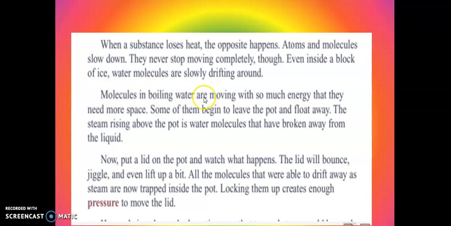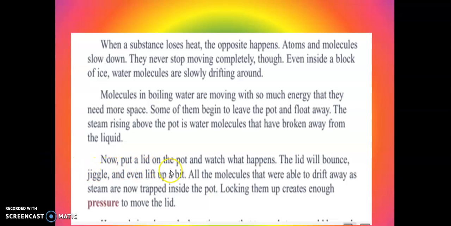Molecules in boiling water are moving with so much energy that they need more space. Some of them begin to leave the pot and float away. The steam rising above the pot is water molecules that have broken away from the liquid.